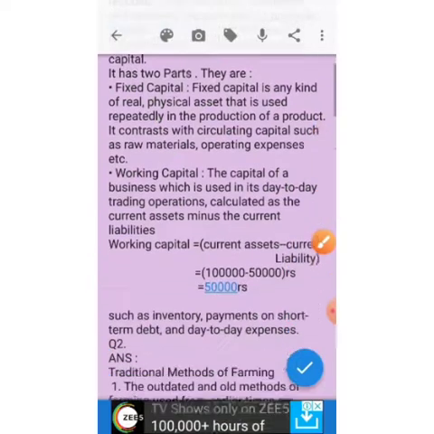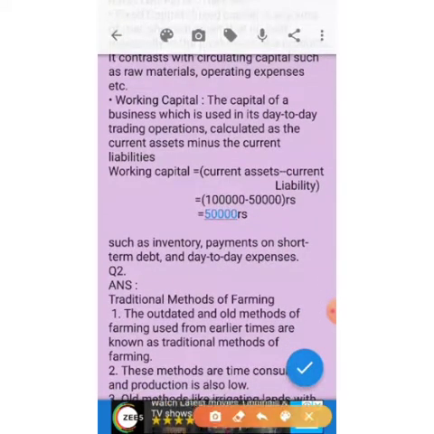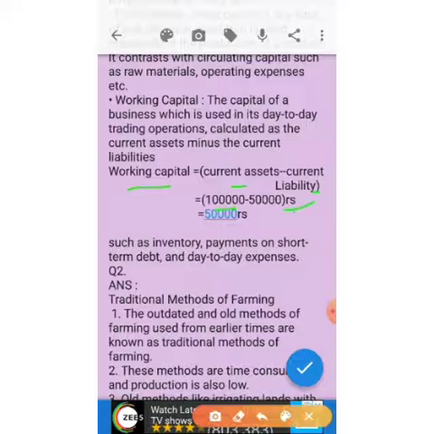I'm showing you an example. See, working capital is equal to current assets minus current liabilities. So, let's say current assets will be 1 lakh rupees, minus 50,000 liabilities, then you'll get 50,000. That is your working capital in your hand, such as inventory, payments, or short term debt and day-to-day expenses, etc.